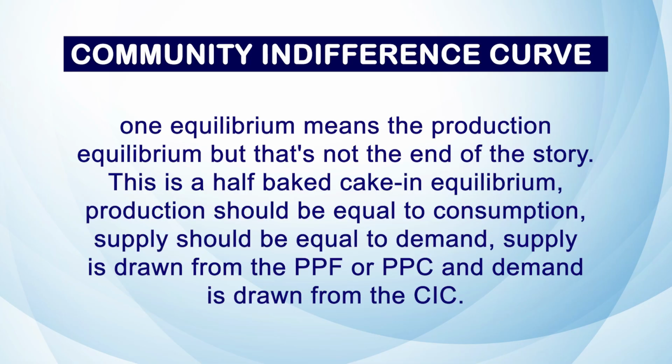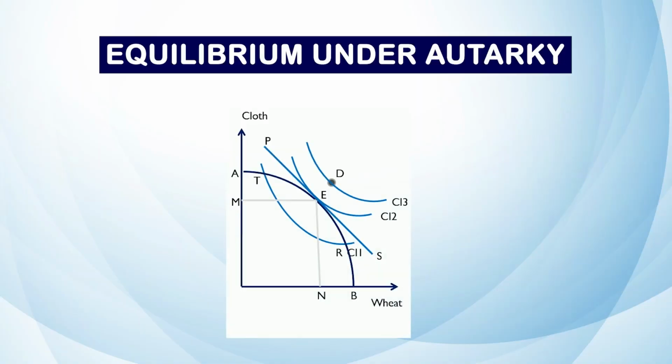As I said, one equilibrium means the production equilibrium, but that's not the end of the story. This is a half-baked cake. Equilibrium means production should be equal to consumption. Supply should be equal to demand. Supply is drawn from the PPF or PPC and demand is drawn from the CIC. Now we need to interact, to get these two things equated at some point. Where is the point? In this diagram, the point is at point E.